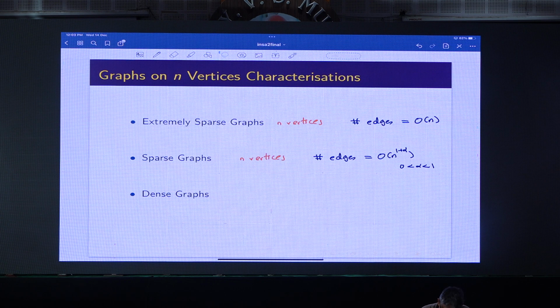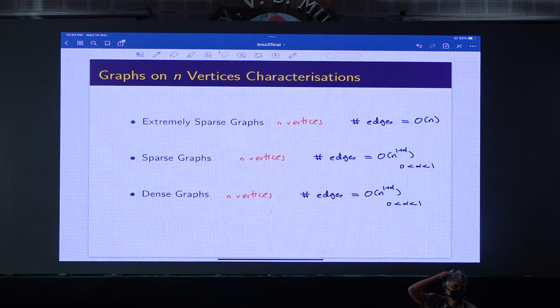Then the last one I like is the dense network. So here, what I'll do is, I want to compare it with the maximal graph. So what's the maximal graph? You take n vertices, and everybody is connected to everybody, right? So each person has n minus 1 neighbors, right? That means there are order n squared edges, right? So a dense graph will be like the complete graph, so it will have order n squared edges. Okay. So these are the 3 regimes that I like to think about.